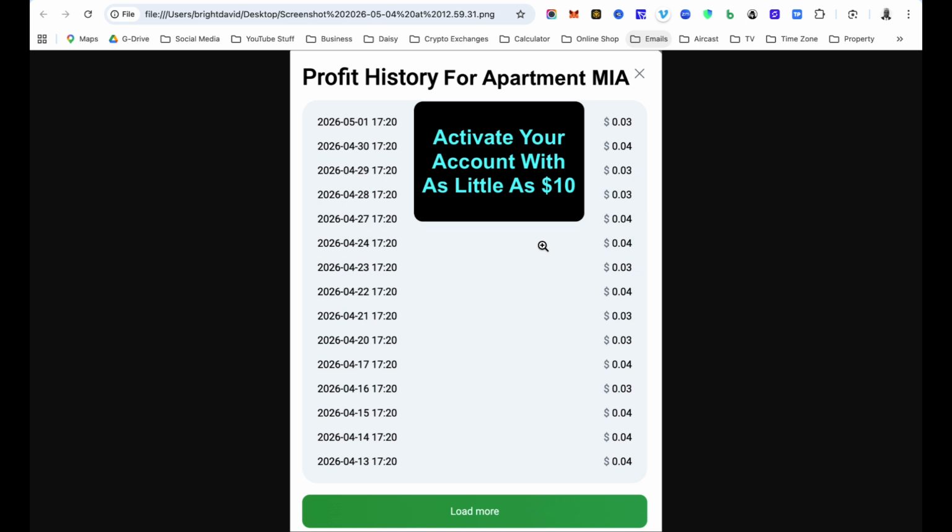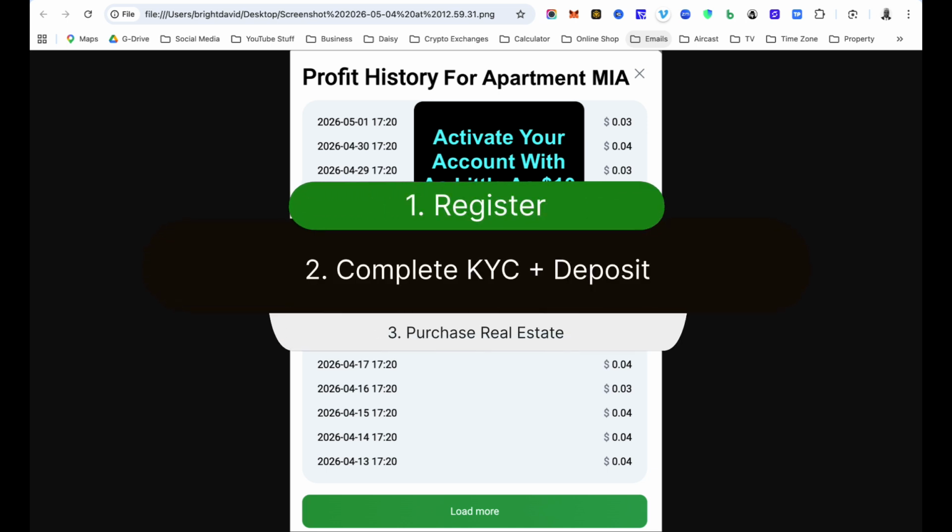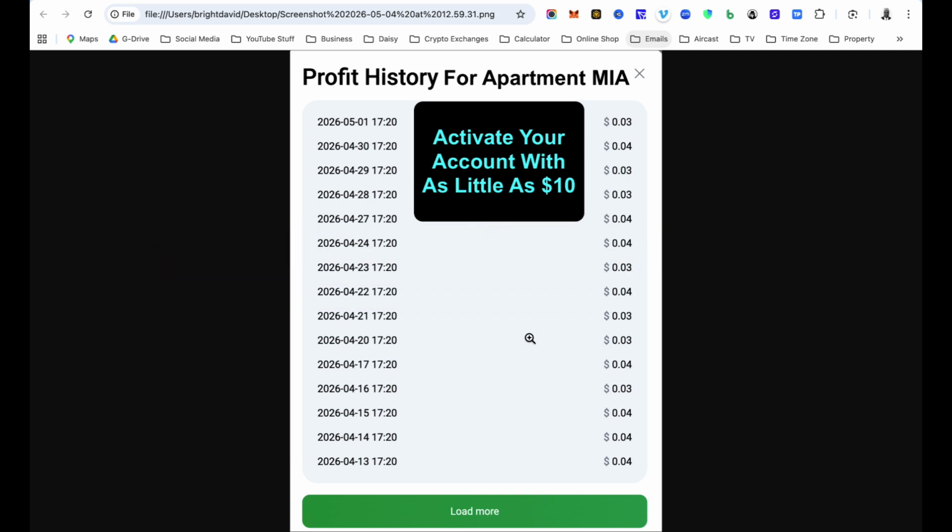This is a typical passive income that comes with your account activation. It's only $10. They are not asking too much of you, right? Only $10. Register today with the link below this video description. Complete your KYC and then deposit $10 and use that $10 that you have deposited to purchase a fraction of the Miami apartment. This is a typical income that you get from just the $10 activation fee.